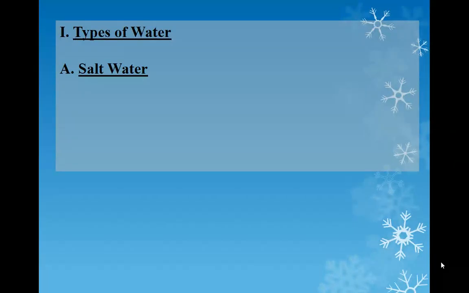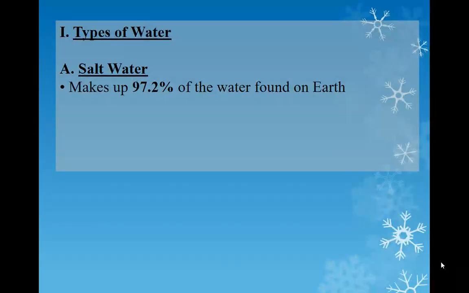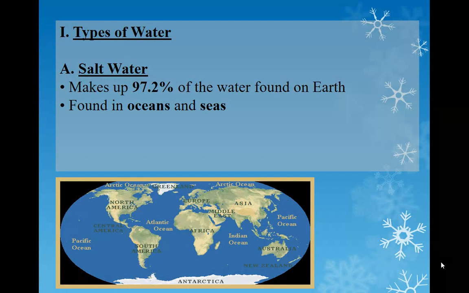Let's start off with salt water. Salt water makes up nearly all of the water that you find on Earth, somewhere around 97.2%. Salt water is found in the oceans and seas. You have a picture here, and we can see a few of the different oceans: Pacific Ocean, Arctic Ocean, Atlantic Ocean, etc.